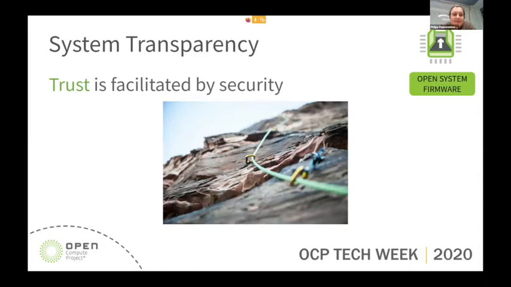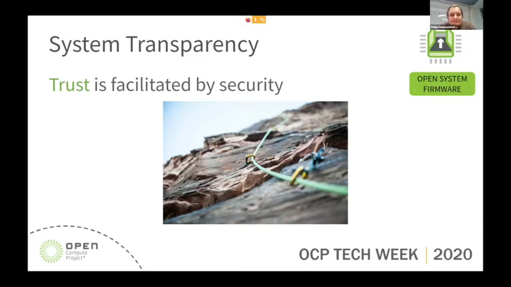And so we come to system transparency. Trust is normally facilitated by security. That means we use security in order to enforce transparency and to make trust possible. Trust can also be built up in a different way, for example with contracts and specific relationships, business partners, right? But in a technology world, it's always hard to gain trust. And so we use security technologies in order to make transparency possible.